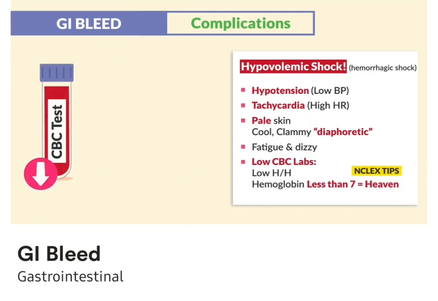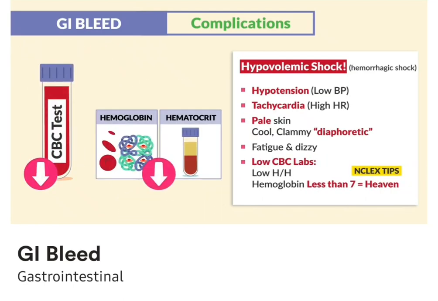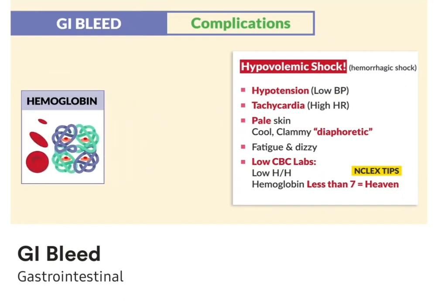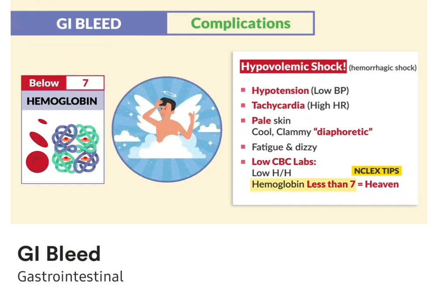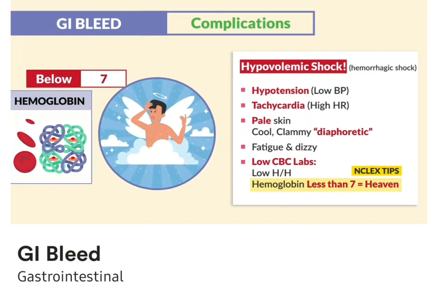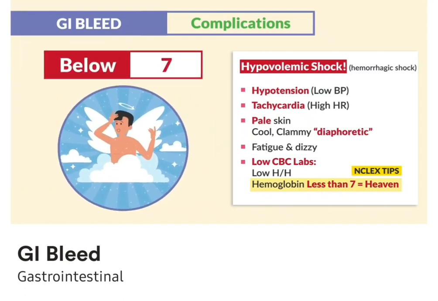Now, for low CBC labs, we'll see a low H&H, basically a low hemoglobin and hematocrit, but really the key number to know on the NCLEX, write this down, is hemoglobin less than 7 sends your patient to heaven. Now, a big key number right there. So again, write it down. Hemoglobin less than 7 sends your patient to heaven. Big medical emergency. Clients will die if they have a hemoglobin less than 7.